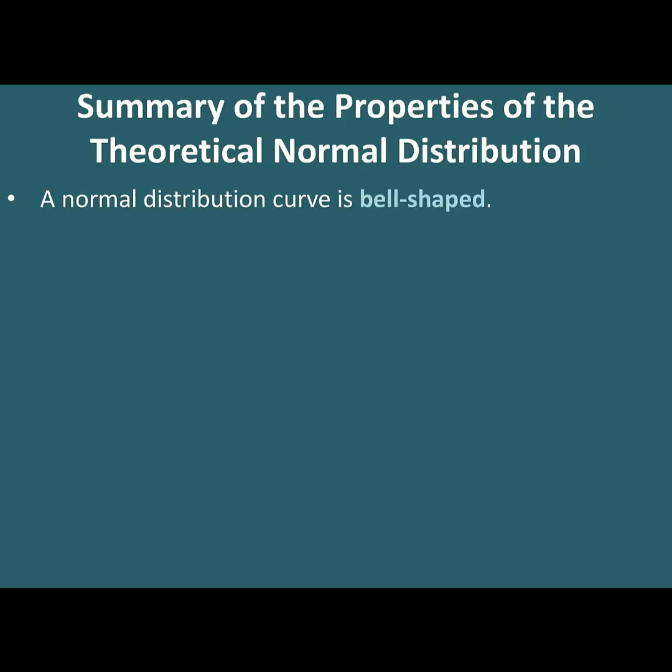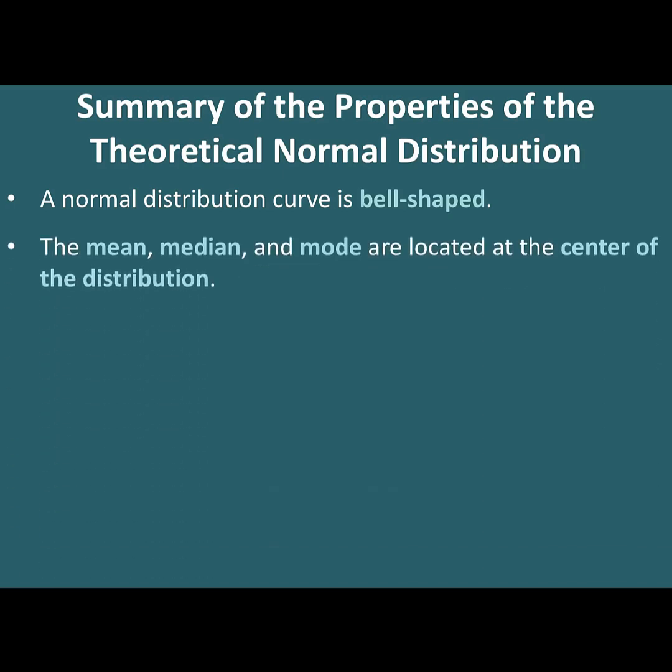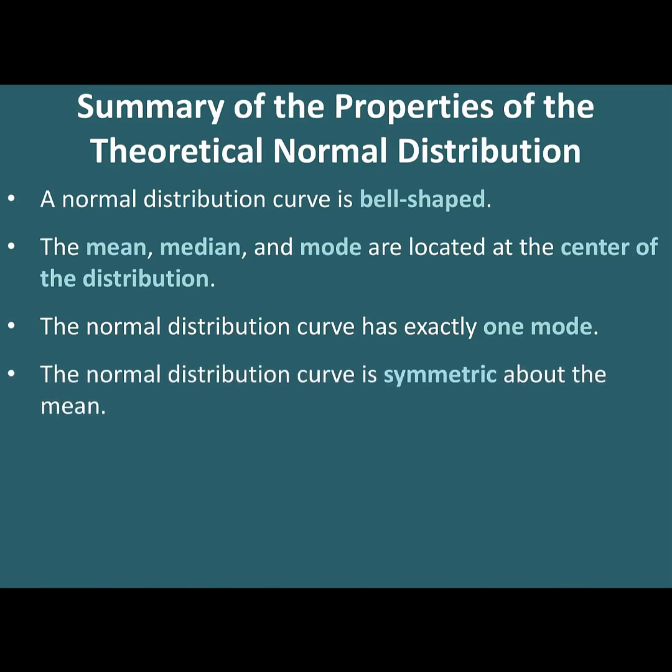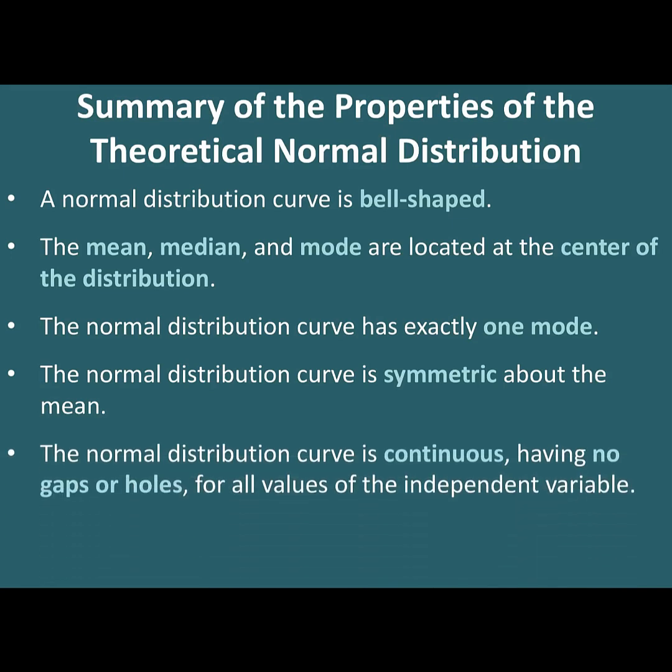Here's a summary of the properties of the theoretical normal distribution. Again, the normal distribution curve is bell-shaped. The mean, median, and mode are located at the center of the distribution. The normal distribution curve has exactly one mode. The normal distribution curve is symmetric about the mean. The normal distribution curve is continuous, having no gaps or holes, for all values of the independent variable.